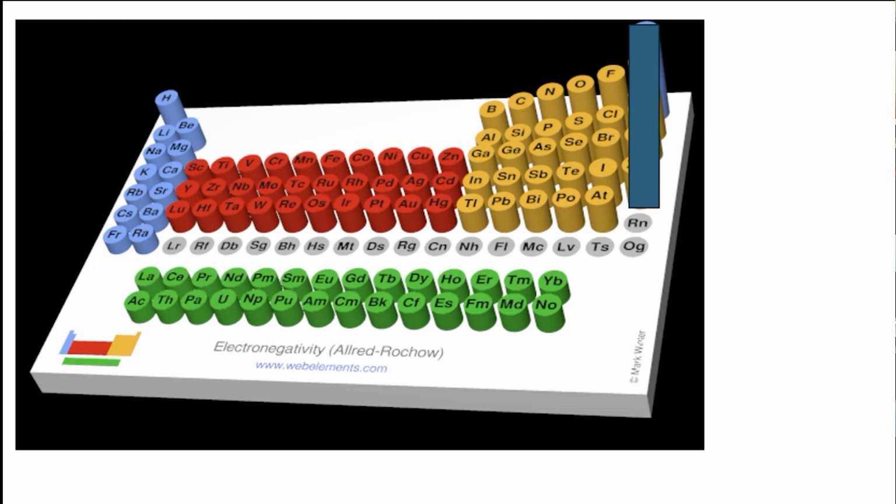But what we can see here is that fluorine, up here in the top right corner, is the highest element, and down here at the bottom, francium has the smallest bar or rod. So this is a relative change in the electronegativity across the periodic table.